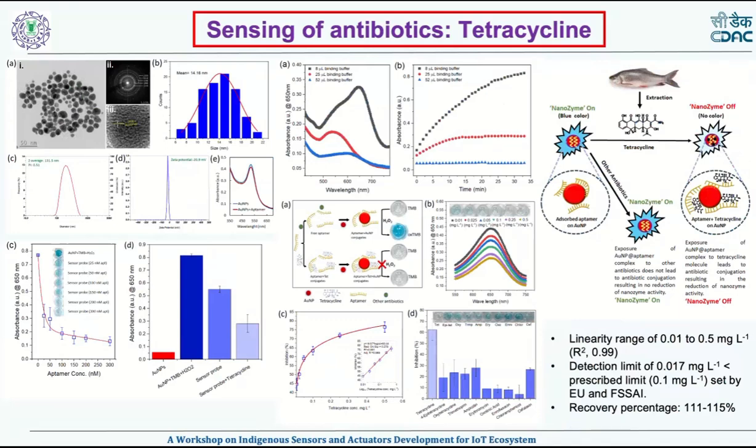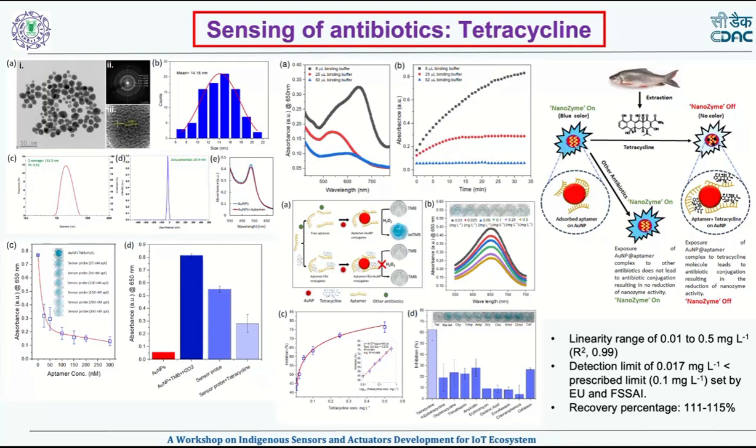So we started with tetracycline because, as far as the Government of India is concerned, till now the government has approved the tetracycline group of antibiotics for fisheries application, but still farmers are using a lot of other, new generation antibiotics. So how to detect these tetracycline antibiotics?